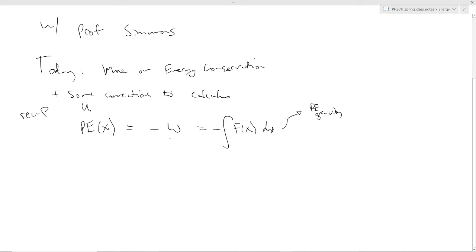And we had looked at a couple sources of this, so you could find the change in potential energy due to gravity, which is given by simply mg, the change in y, really. And we'd also found the potential energy stored in a spring, which was 1/2 kx squared.